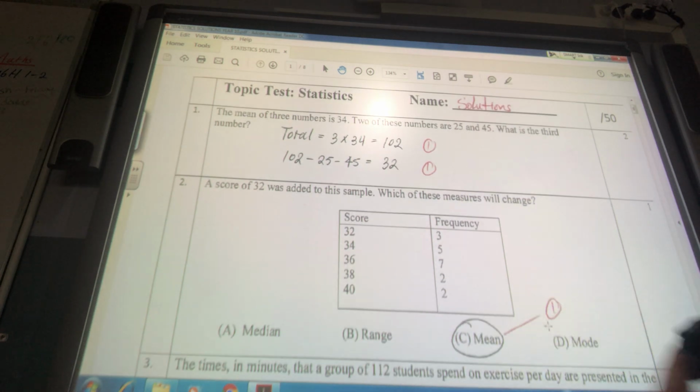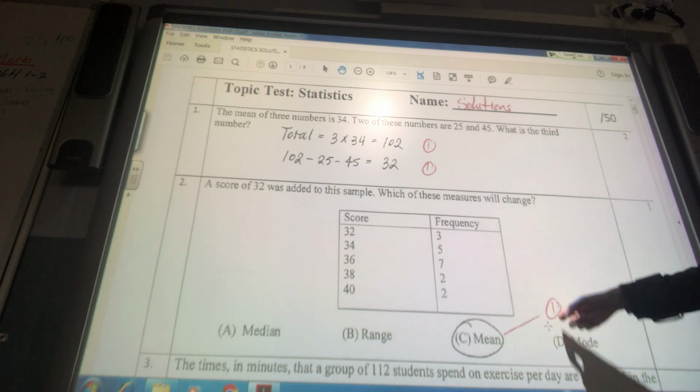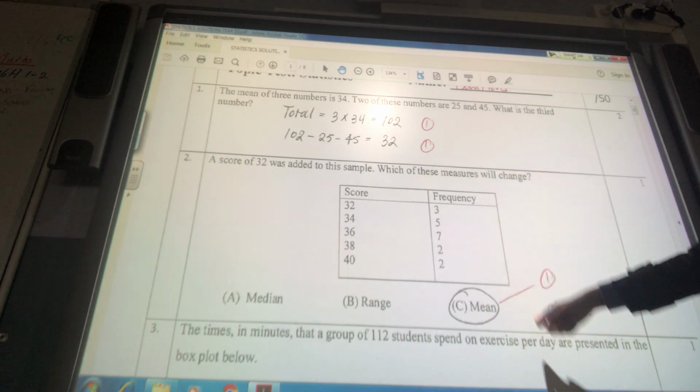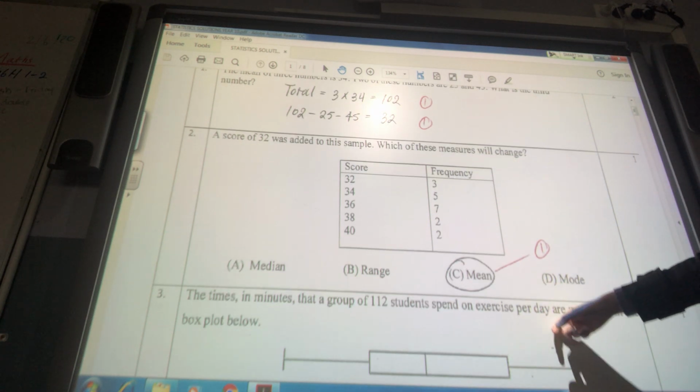Now, first question is 32, right? So the total is 3 numbers, 3 times 34, the total is 102. And you know 2 of them are 25 and 45. You have to minus them from your number. So that will give you 32.